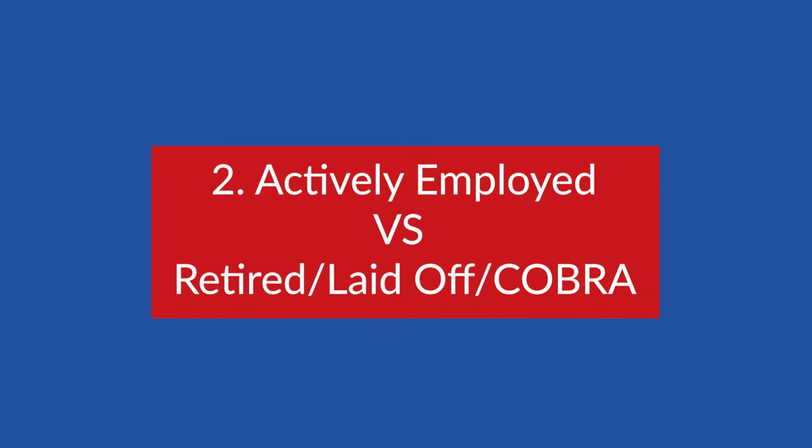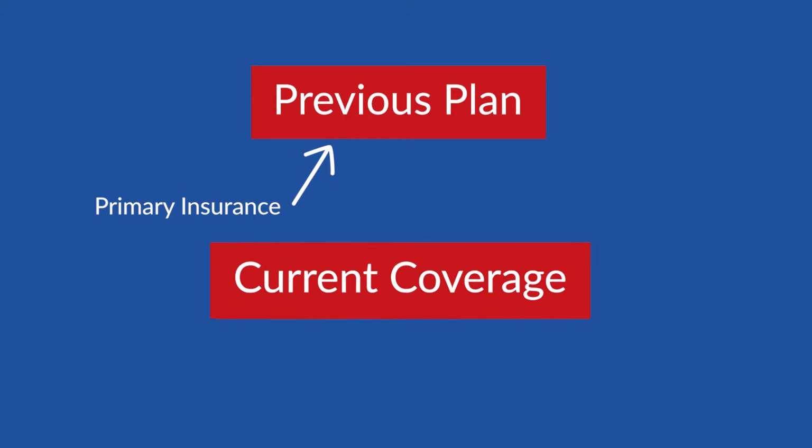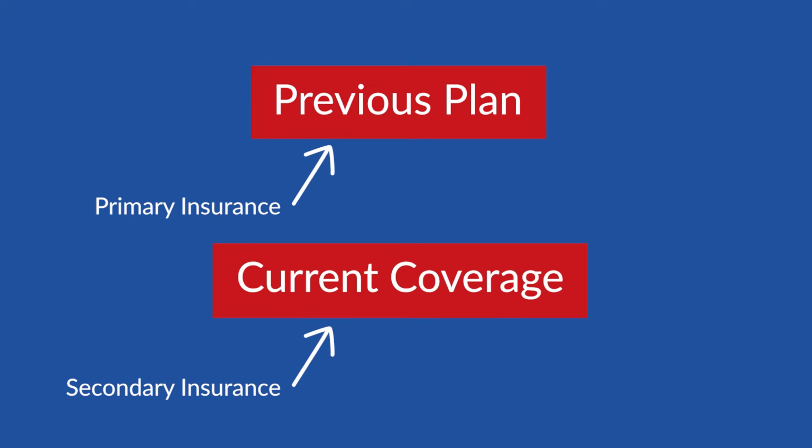Number 2, actively employed versus retired, laid off, COBRA. This rule applies to those that have either been laid off or retired. The plan they were covered by before they retired or were laid off would be their primary plan over the coverage they now have as someone who is inactively employed. That coverage would be their secondary insurance. This would be the case if you were laid off or retired and your old job's insurance benefits might still be active for a month or two. But before those are up, you enroll in another insurance plan. COBRA is a federal law that protects a person's right to insurance coverage when one of these events occur.